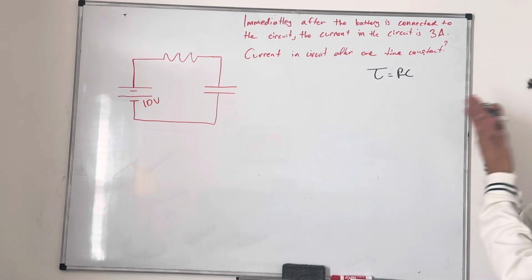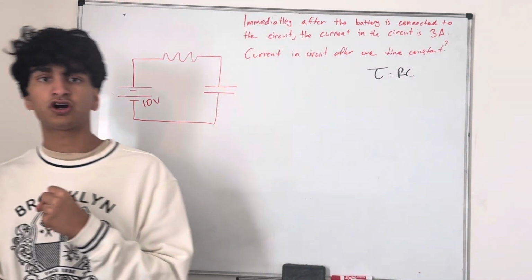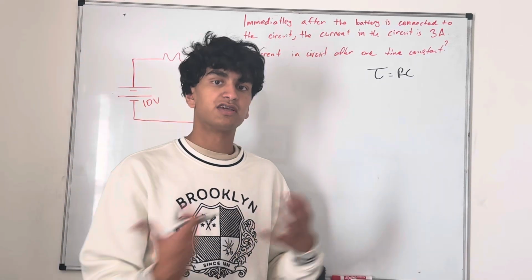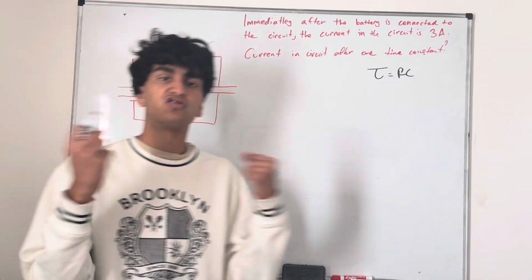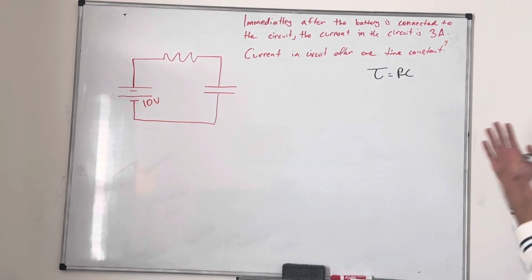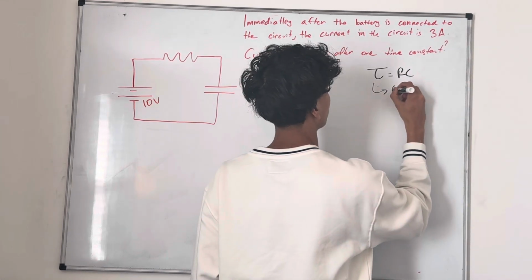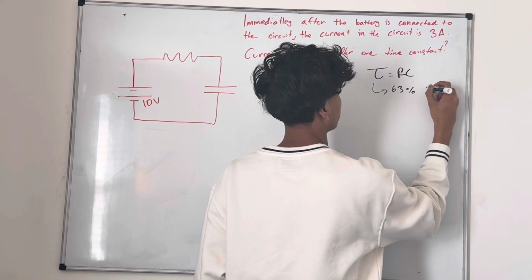The same thing goes for capacitance. If you make your capacitance bigger, it's going to be able to hold more charge, so it's going to take more time to get to that 63% mark because it can hold way more charge. So that's the equation. I'll write 63% charge.